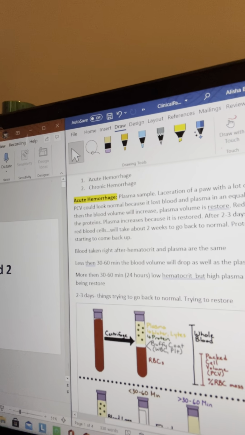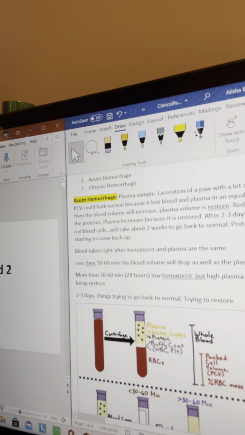But after 2 to 3 days, we make up some of the loss of the red blood cells, and this will take about 2 weeks to go back to normal. So protein concentrations are also starting to come back up. I'm going to summarize this for you. So here's our picture again, so you can look at the picture.